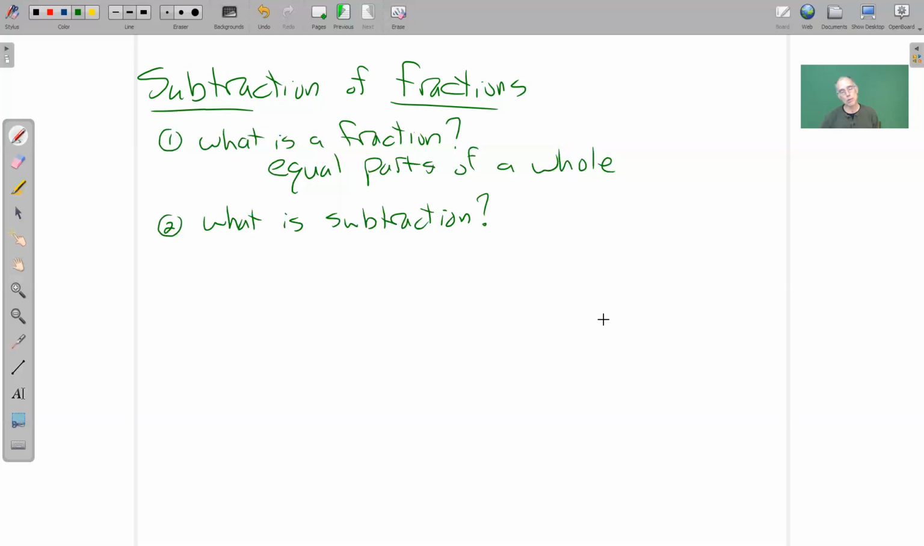We have a bunch of options for subtraction. The one I'm going to go with right now is that subtraction is a comparison. And the comparison asks how much more is one number than another.